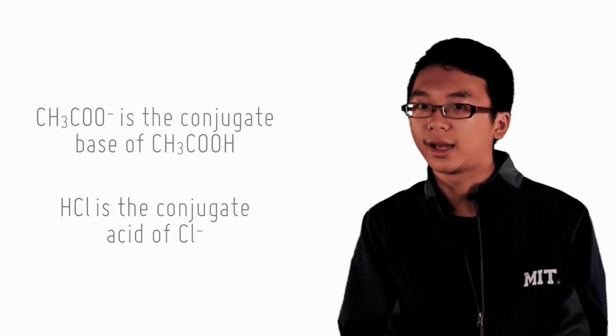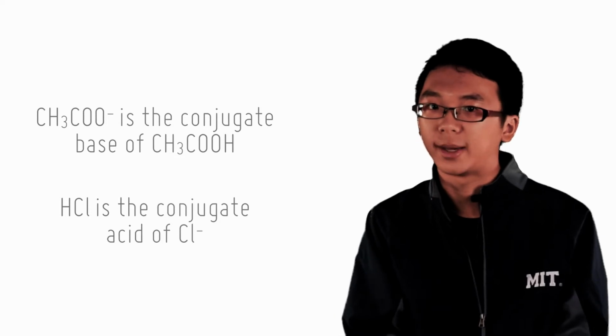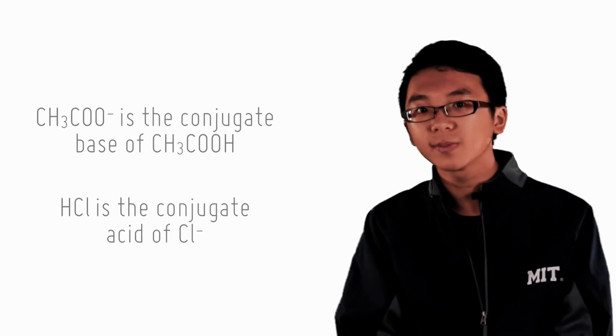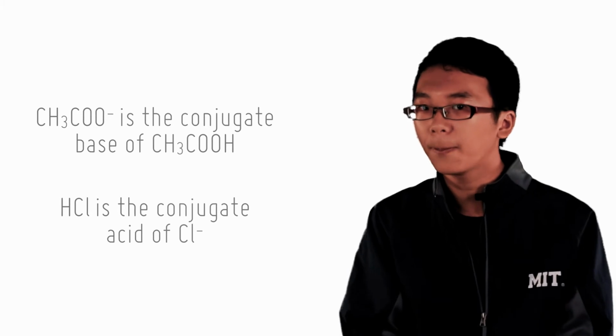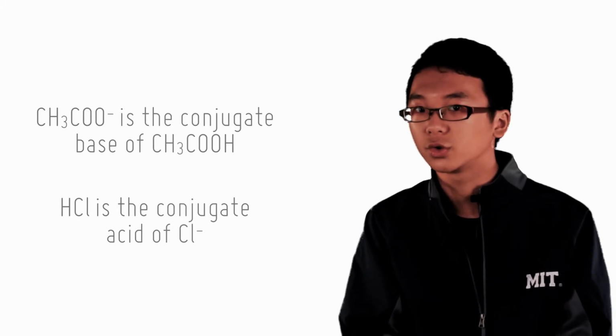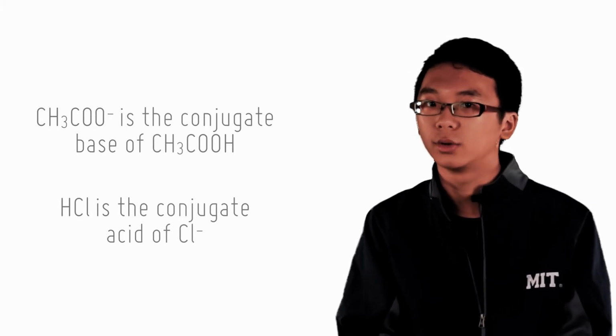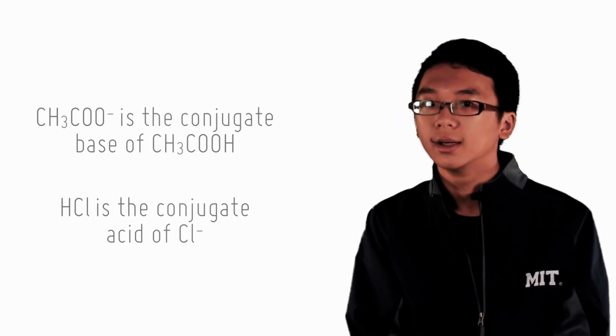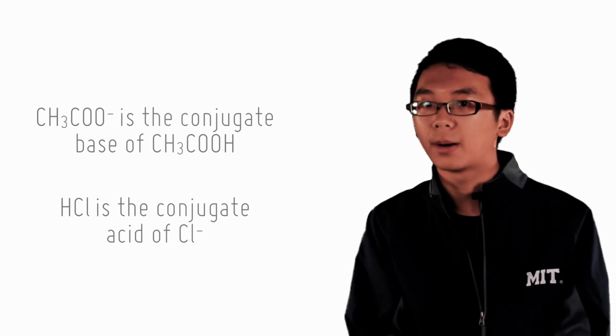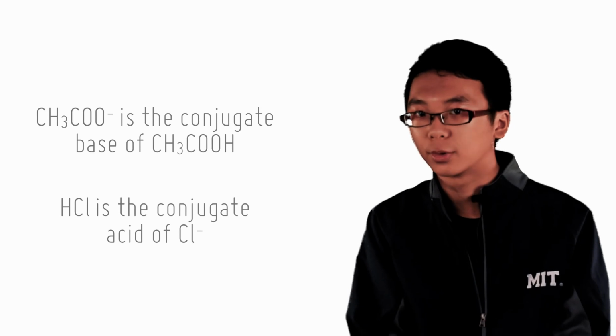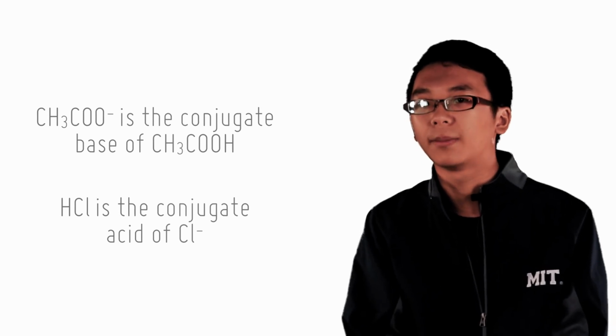It is worth noting that every acid has a conjugate base and every base has to have a conjugate acid. This makes sense because to be an acid, the compound must have at least one proton to donate, meaning that you can lose one proton to form a conjugate base. Likewise, to be a base, the compound must be able to accept at least one proton, which will cause it to become a conjugate acid.